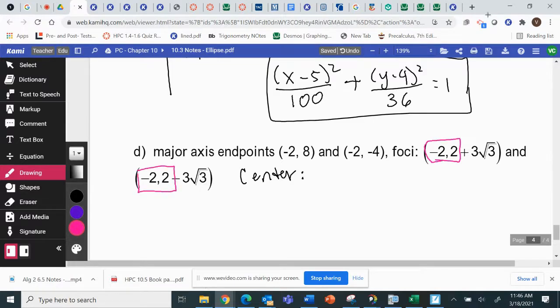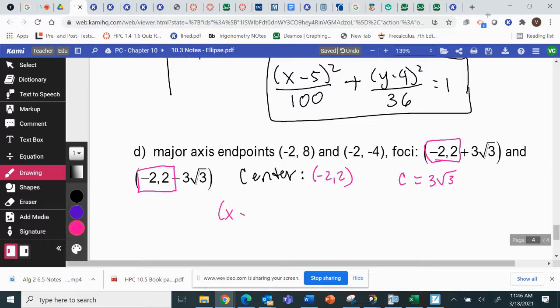Yep, you got it. On the foci, we have to add and subtract a value to get the foci. The c value is 3 square root 3. So when I add and subtract that, it doesn't combine with the 2. So I can see my center right now. I didn't even have to do math. So my center is at negative 2, 2.